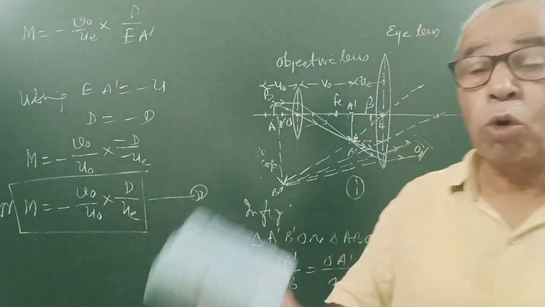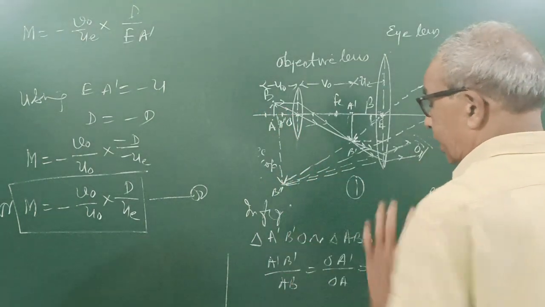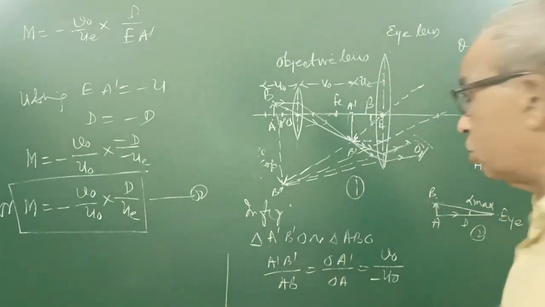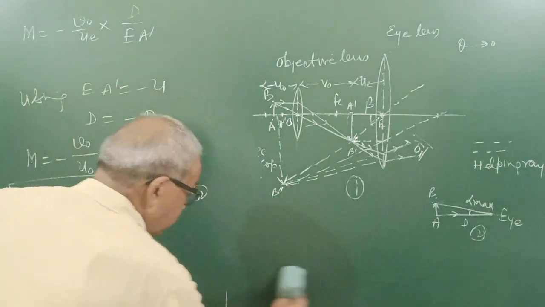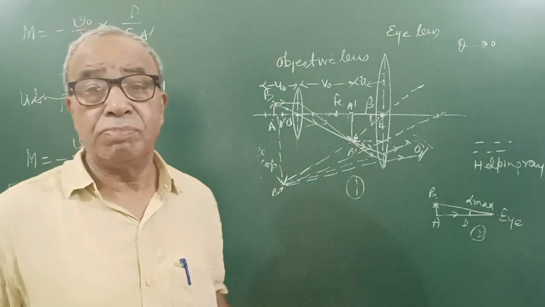In almost all the books, this image A double dash B double dash in their figure is shown at D. No, this image may be anywhere, varying from infinite distance to D.